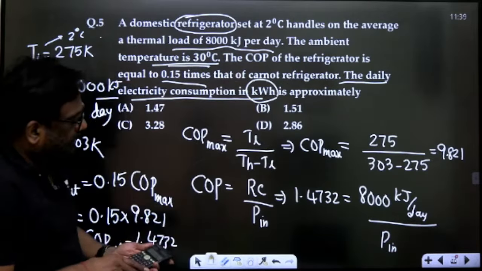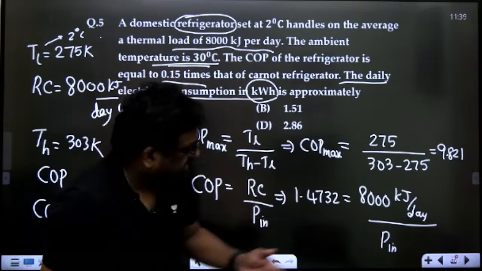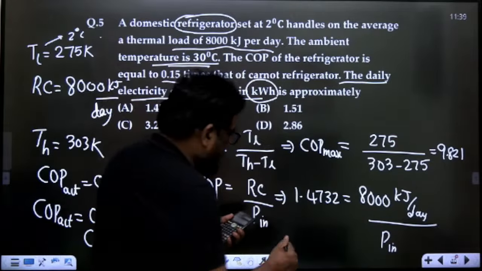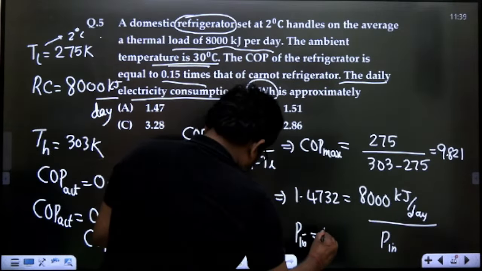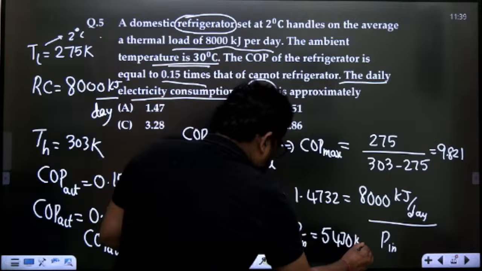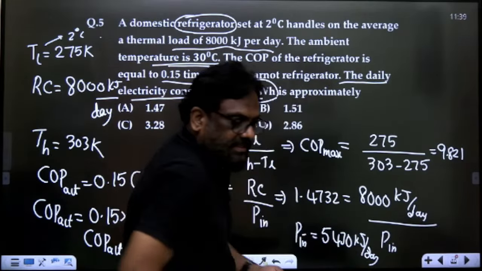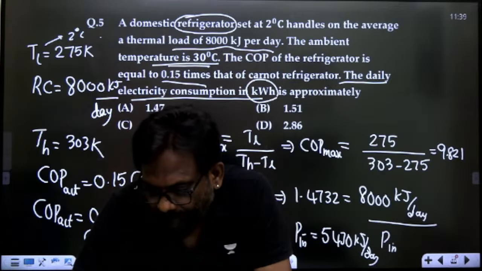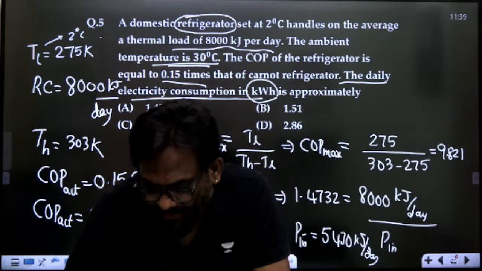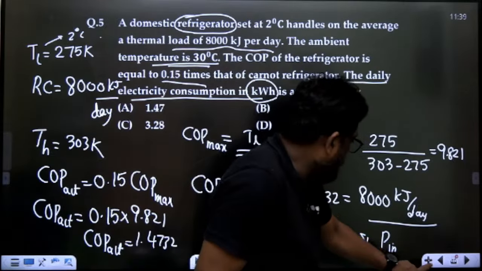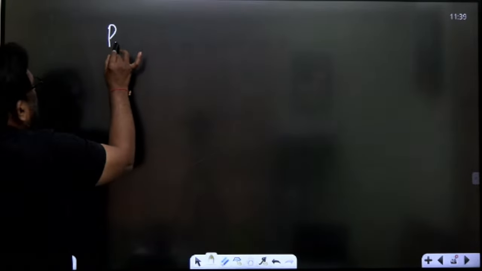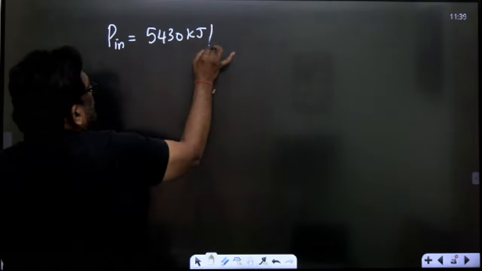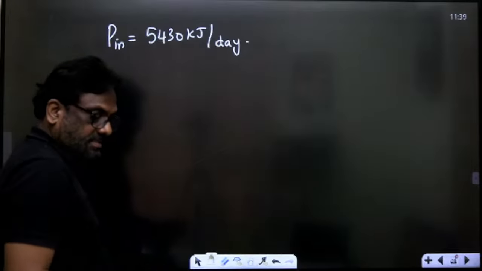तो कितना आ रहा है सर? So you take this to the left side and you take this to the right side, it will be 8000 divided by this, so I'm getting this power input as 5430 kilojoule per day. यहां तक सबको समझ में आया सर? Up to this, is it clear, sir? Hope this is clear. Absolutely fine. So the power input is 5430 kilojoule per day. Excellent, sir.